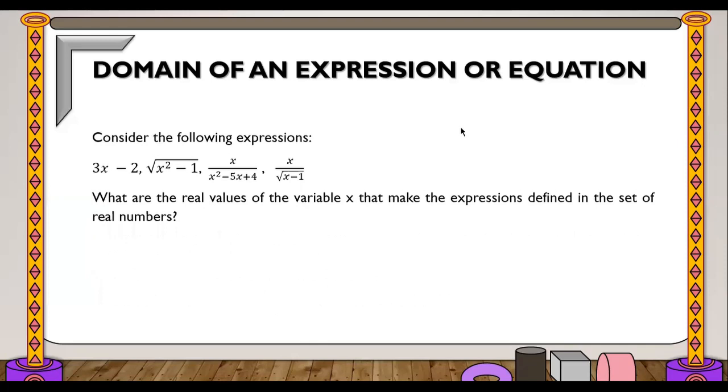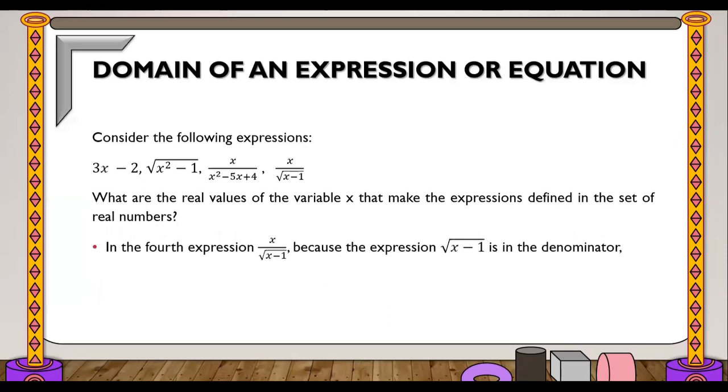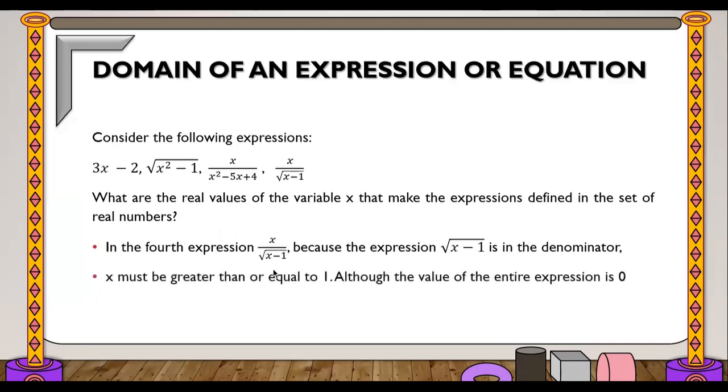Okay, next for the last expression. In the fourth expression, x over square root of x minus 1, because of the square root of x minus 1, which is in the denominator, x must be greater than or equal to 1. Why? Kasi di ba kapag sinubstitute natin yung 1 and greater, ang magiging result ng ating denominator is 0 and greater.